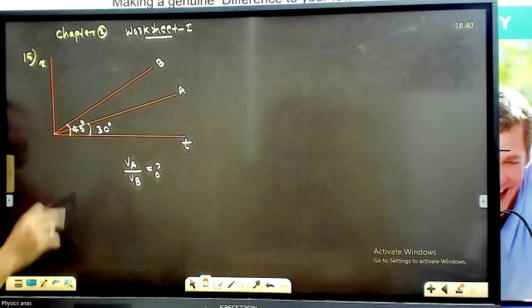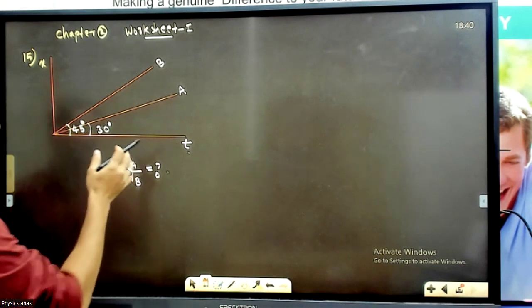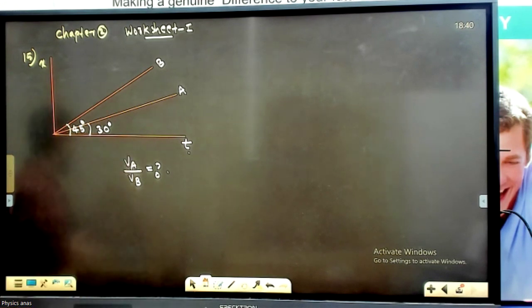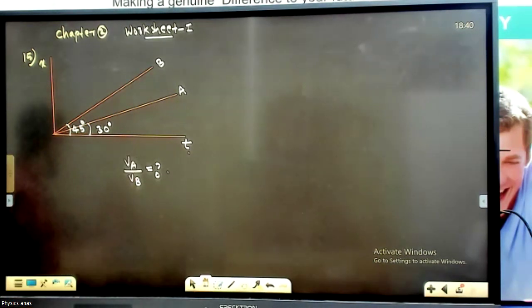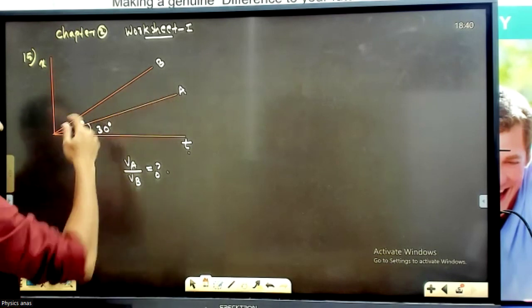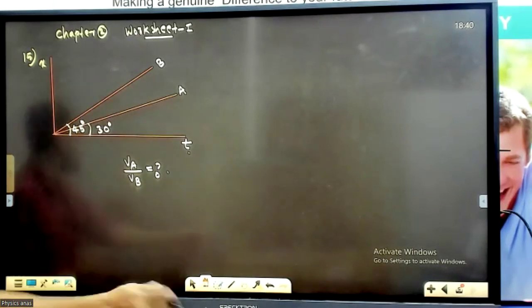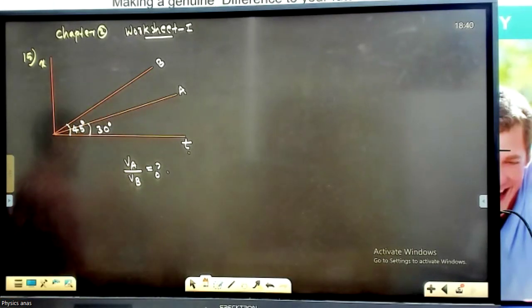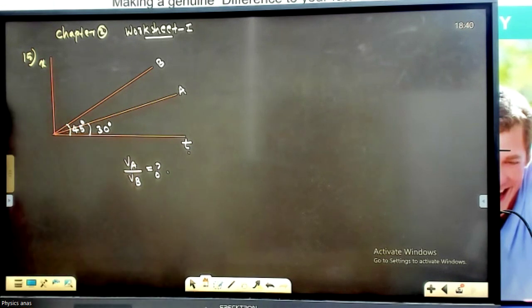They have given that two particles are there, A and B, and the velocity displacement time graphs of both A and B are straight lines. A is making a 30 degree angle with the time axis, and B is making a 45 degree angle with the time axis. That's in the question, and they are asked to find VA by VB, the ratio of velocities of A and B.